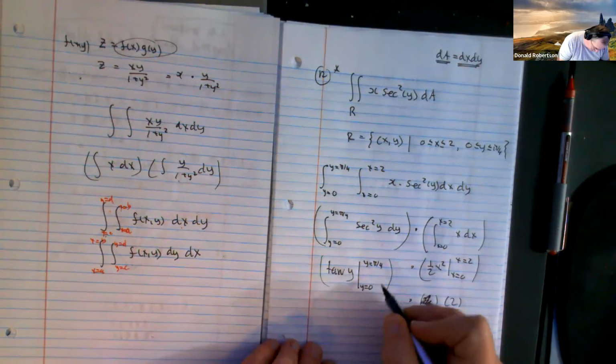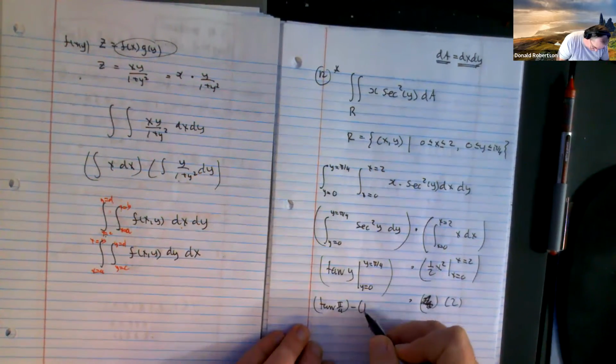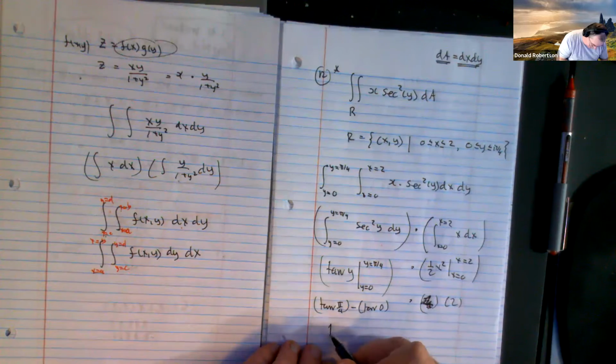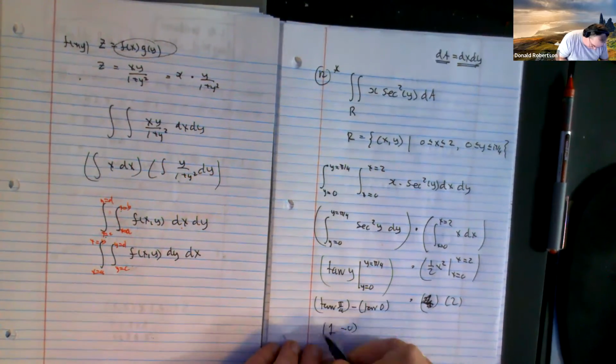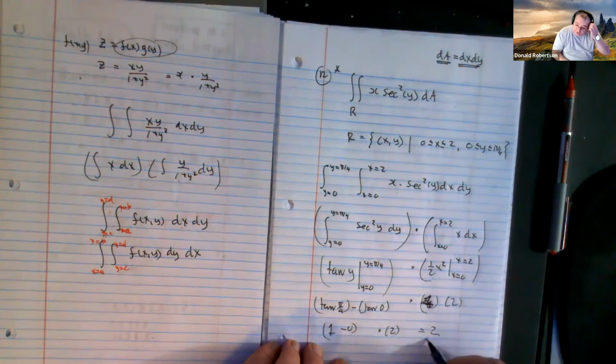So the integral of secant squared is tangent y from 0 to pi upon 4. That's the tan of pi upon 4, subtract the tan of 0. The tan of pi upon 4 is 1. 1 take away 0, times 2. And the final answer is a very nice answer. It's just 2.